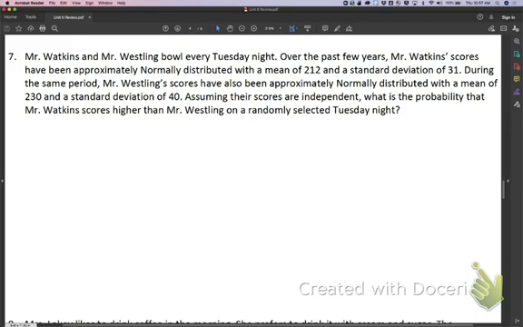Mr. Watkins and Mr. Wessling bowl every Tuesday night. Over the past few years, Mr. Watkins' scores have been approximately normally distributed with a mean of 212 and a standard deviation of 31. During the same period, Mr. Wessling's scores have also been approximately normally distributed with a mean of 230 and a standard deviation of 40. Assuming their scores are independent, what is the probability that Mr. Watkins scores higher than Mr. Wessling on a randomly selected Tuesday night?